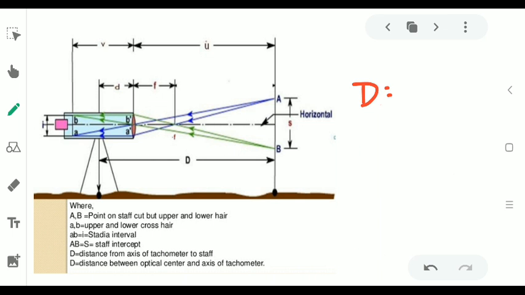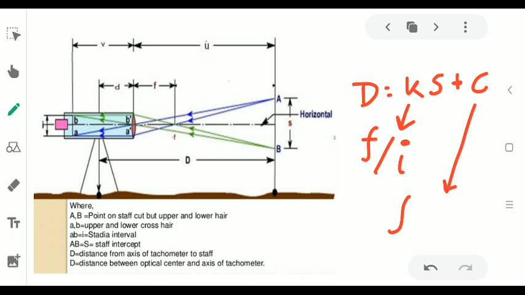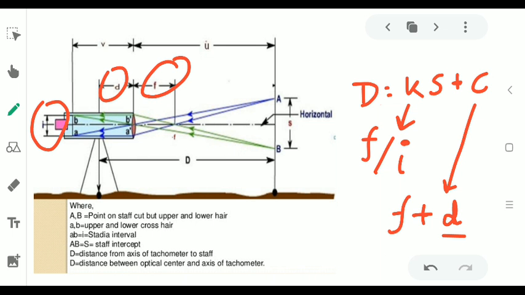distance is given as D is equal to Ks plus C, where K, since it has been multiplied, is known as the multiplying constant, which is given by f upon i, while this C is added, that's why it is known as the additive constant, which is given by f plus d, where f is the focal length of the objective lens, d is the distance between the objective lens and the trunnion axis, while i is the distance between the stadia diaphragms, upper and lower stadia diaphragms.